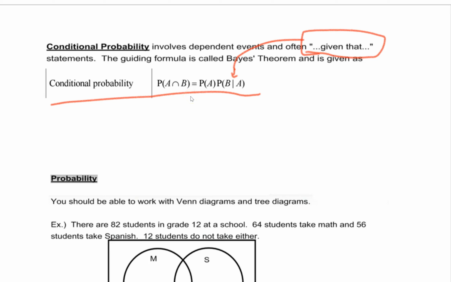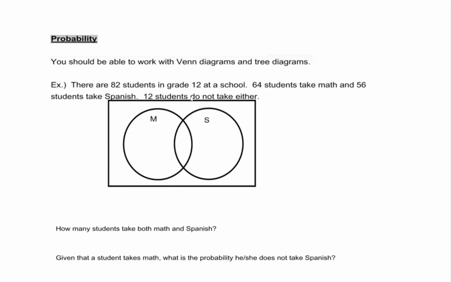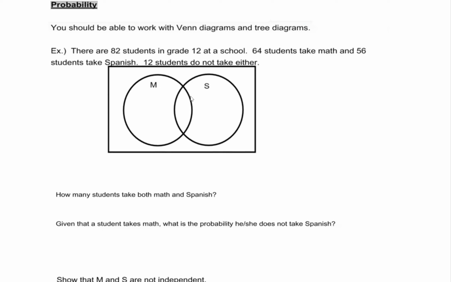Let's do some examples of putting all this stuff together. So first here, let's do a Venn diagram, because I know everybody loves Venn diagrams. There are 82 students in grade 12 at school. 64 students take math, 56 take Spanish, 12 students do not take either. Who are those kids not taking math? Anyway, how many students take both math and Spanish?